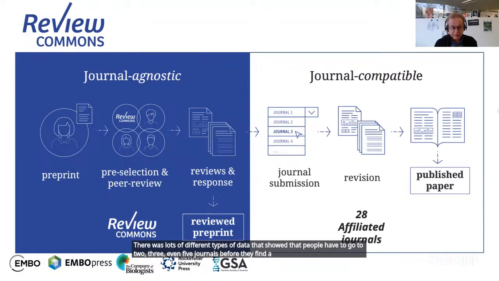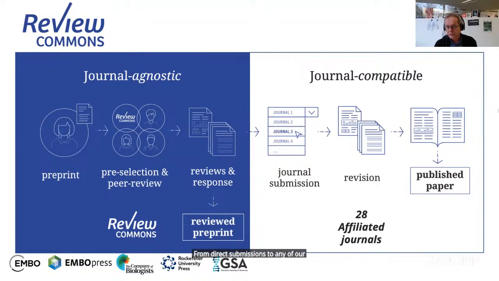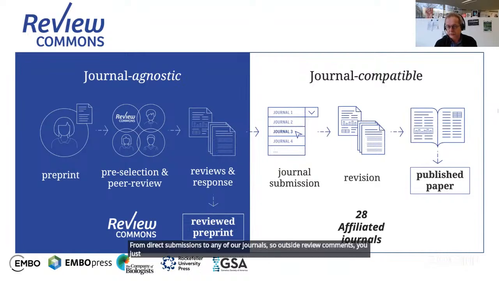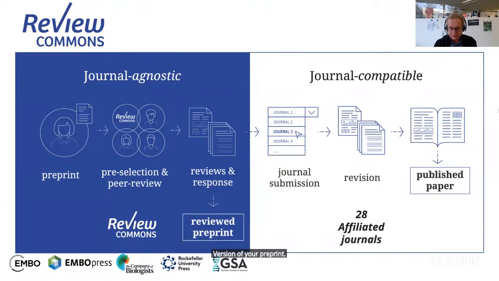So that was designed to help with that originally. But then we thought, why don't we post all these referee reports on the preprint version of the paper? So that's what's called a refereed preprint. And you can also do this, by the way, from direct submissions to any of our journals. So outside the review comments, you just tell us and we post them on the bioRxiv version of your preprint. I'll tell you in just a second why that's really powerful.